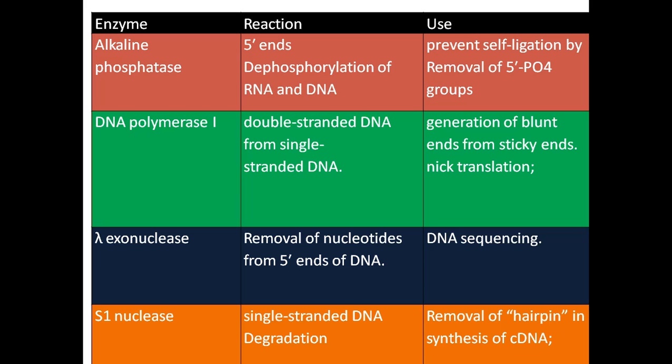This is the table relating with the enzymes, their reaction and uses. Alkaline phosphatase enzyme is used to prevent self-ligation by the removal of 5' phosphate group. Reaction: it catalyzes 5' dephosphorylation of RNA and DNA. DNA polymerase 1 makes double-stranded DNA from single-stranded DNA. It catalyzes generation of blunt ends from sticky ends and nick translation.